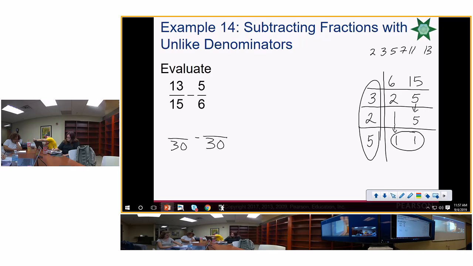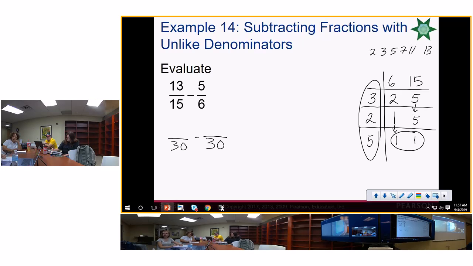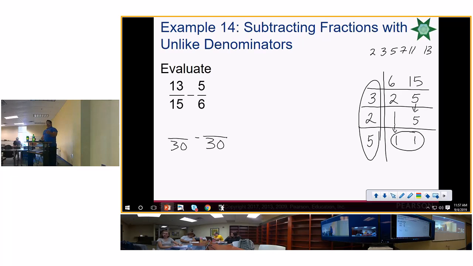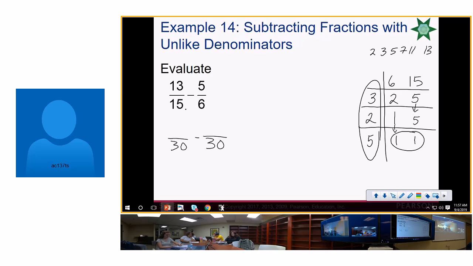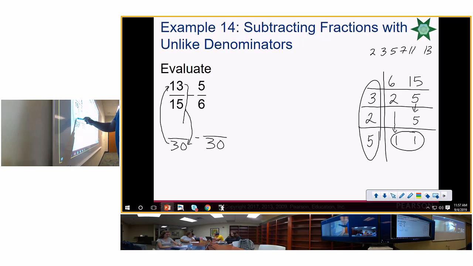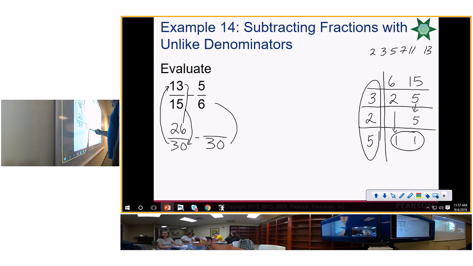Now, convert the numerators. Now, we've already covered this. Remember, how many times will 15 go into 30? How many times will 6 go into 30? And convert the numerators. So, how many times will 15 go into 30? 2 times 13 is what? 26. How many times will 6 go into 30? 5 times 5 is?